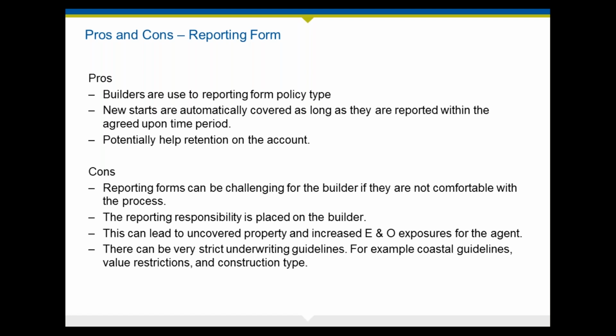I've seen protection class. You can report as long as it's protected in 1 to 8 ISO protection class. 9 and 10, you cannot report. So keep in mind, sometimes the builders get confused and try to report something that's not eligible. Could result in another uncovered claim.